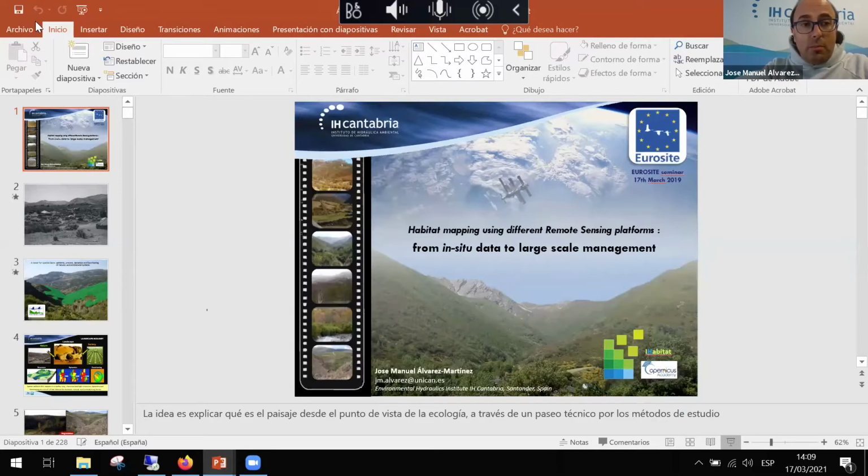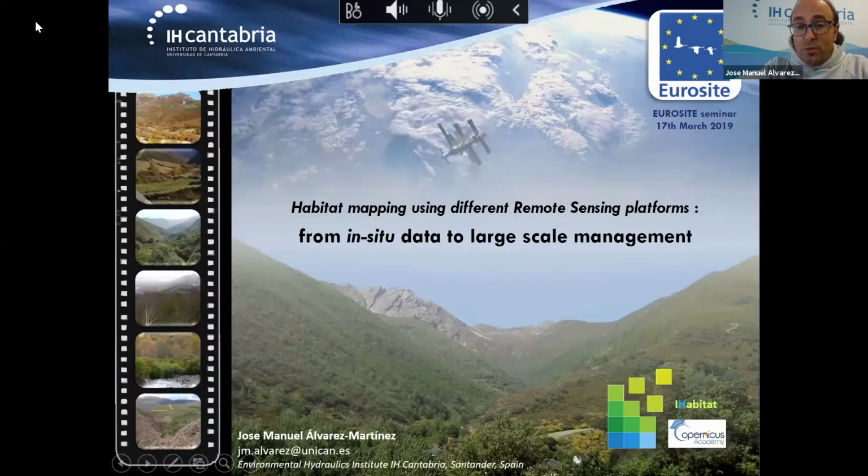Well, as Bote told, the title of the presentation is Habitat Mapping Using Different Remote Sensing Platforms. And that's not specifically true alone, because what I want to tell you is mainly about how we can merge in situ information to large-scale mapping, monitoring, and management using different remote sensing platforms, because we need different information for different purposes.